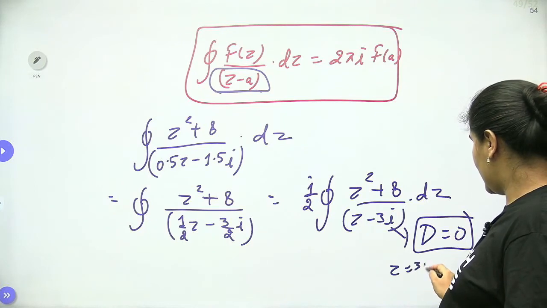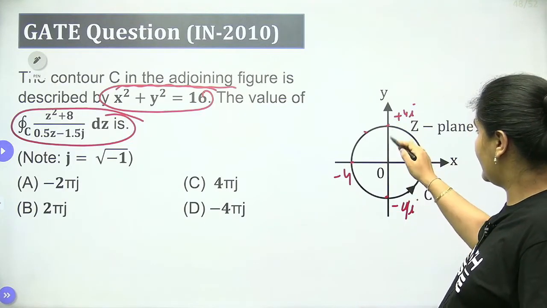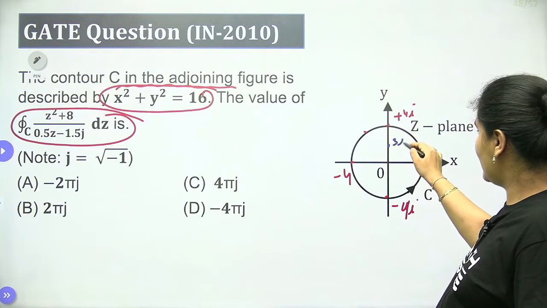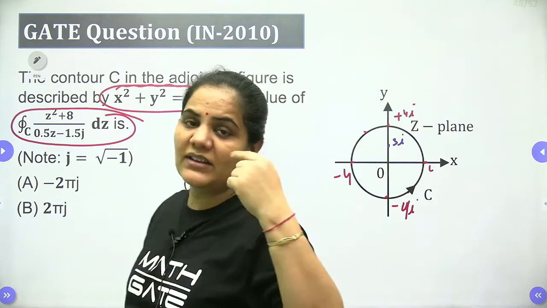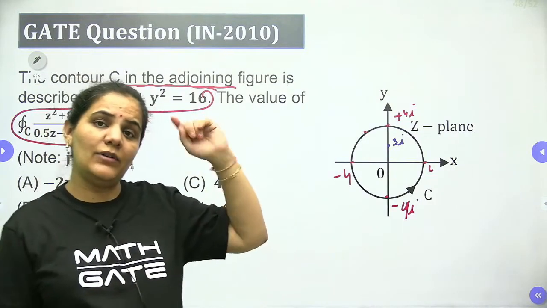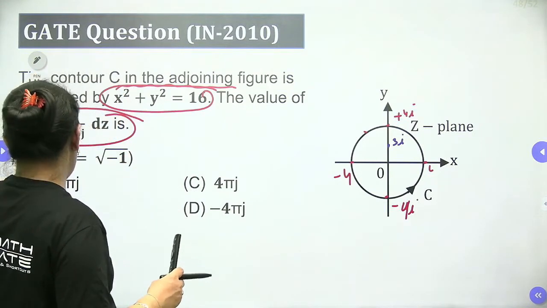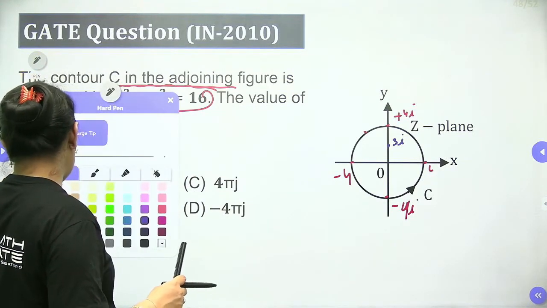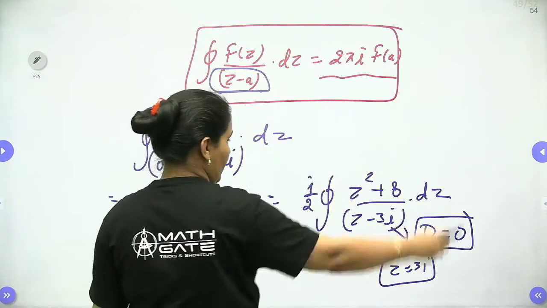So the pole is z equals 3 iota. We can easily see it's lying within the range, because 3 iota is somewhere here. Because we are on the imaginary axis, the range is minus 4 iota to 4 iota, so yes, it will be in the range only. So when it lies inside the closed curve, we can approach. The result will be 2 pi iota into f of a.